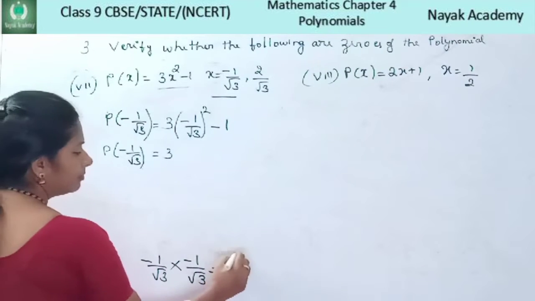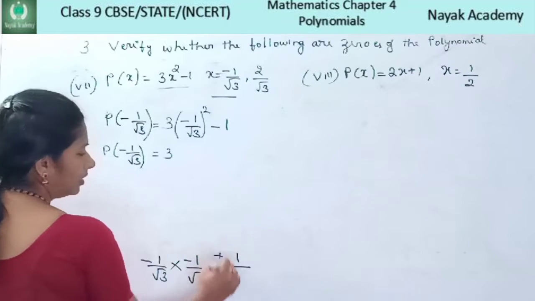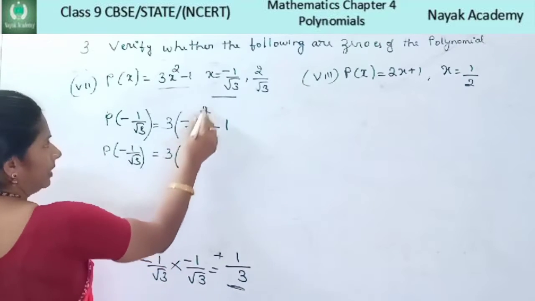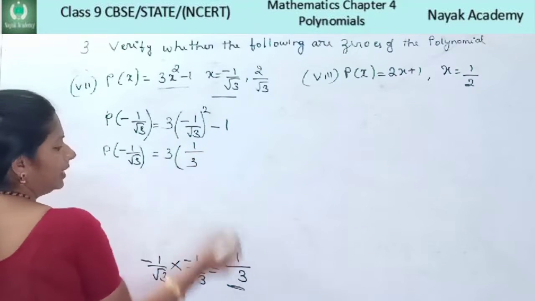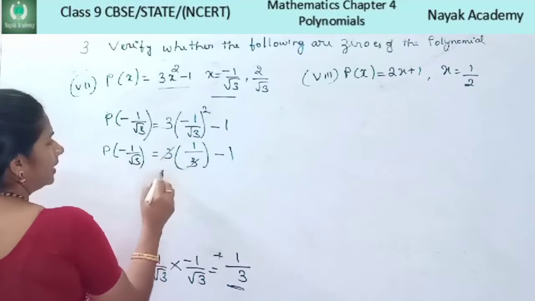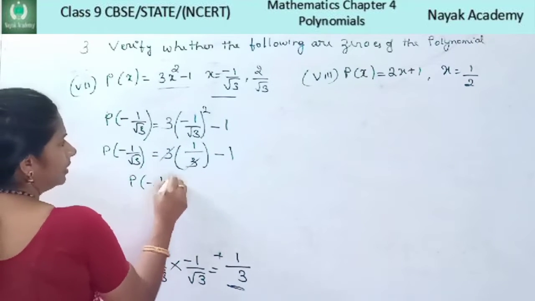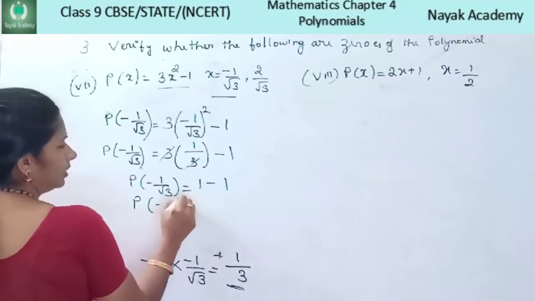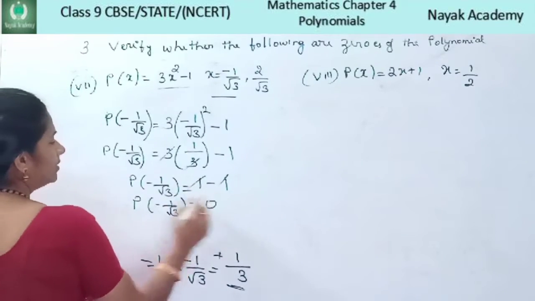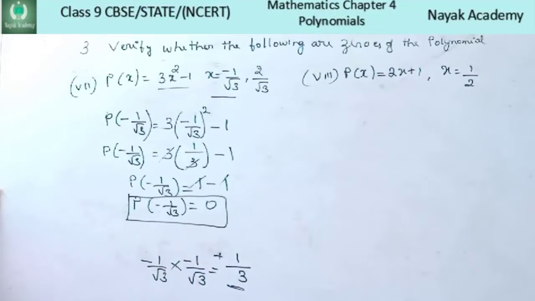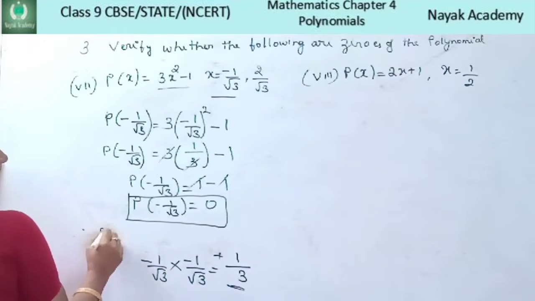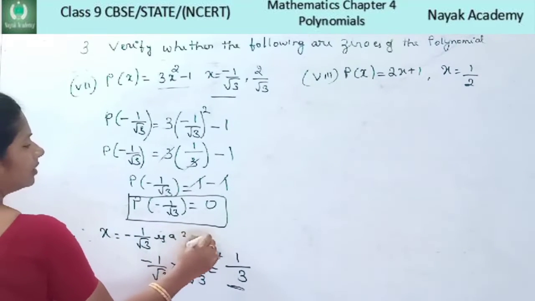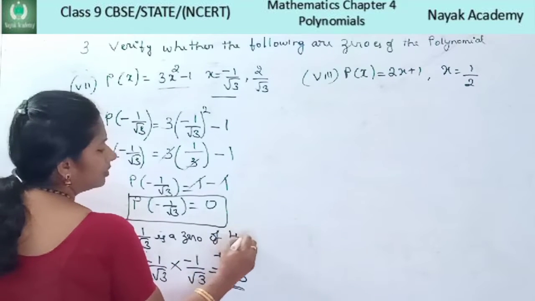So minus of minus is plus, 1 into 1 is 1. Root 3 into root 3, root 9 value is 3. So minus 1 by root 3 whole square value is 1 by 3, minus 1. 3 gets cancelled. So P of minus 1 by root 3 you will get 1 minus 1. So P of minus 1 by root 3 equal to plus 1 minus 1 gets cancelled. Answer is 0. So what is your conclusion, children? Therefore, x is equal to minus 1 by root 3 is a zero of the polynomial.